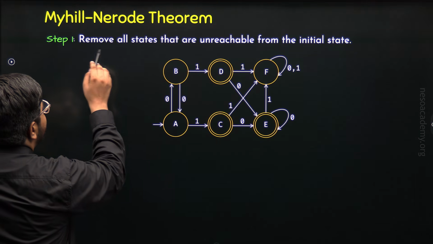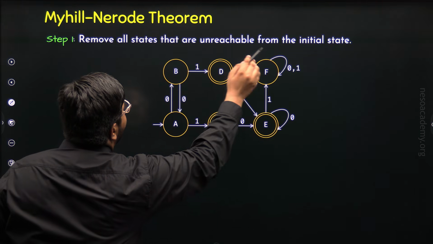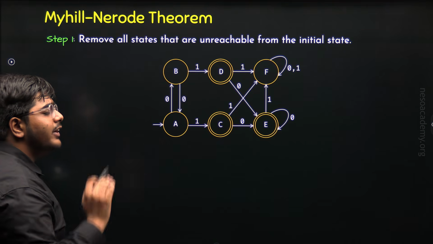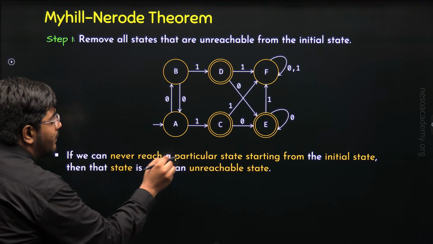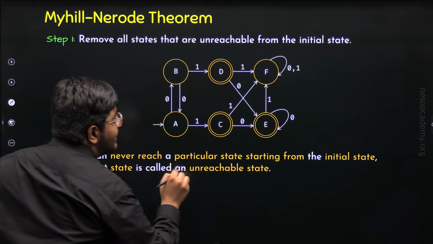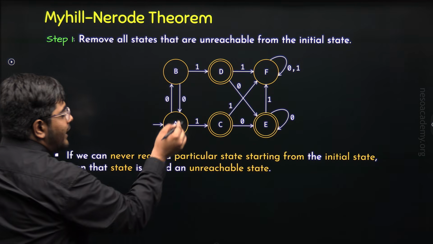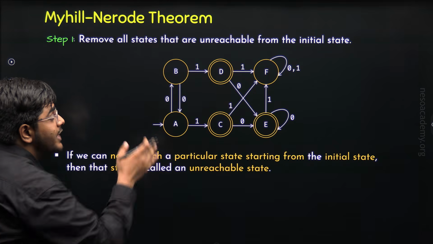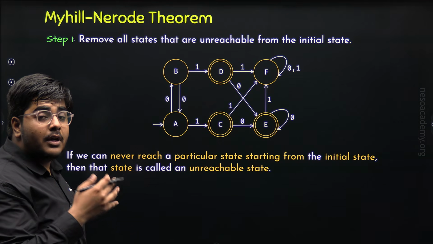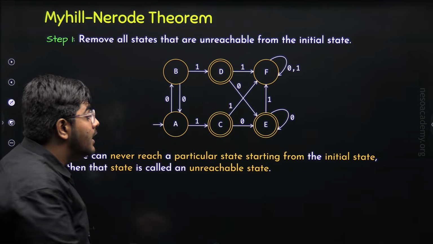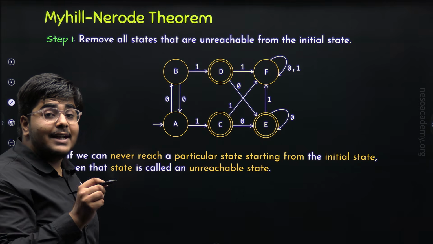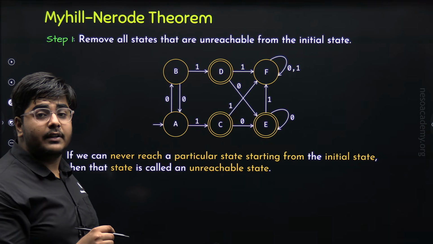Step number 1: remove all states that are unreachable from the initial state. So this is the transition diagram of the given DFA. And I have already explained that if we can never reach a particular state starting from the initial state of the DFA, then that state is called an unreachable state. So starting from the initial state, I need to check all the states. If I can reach that particular state, it is a reachable state. But if I am not able to reach it, then that state is called an unreachable state. And such states are to be removed from the DFA initially.